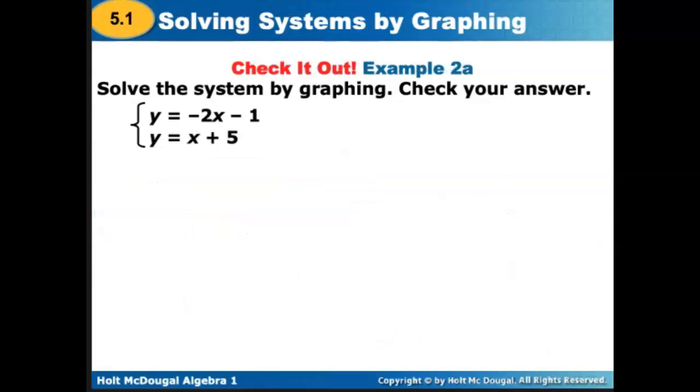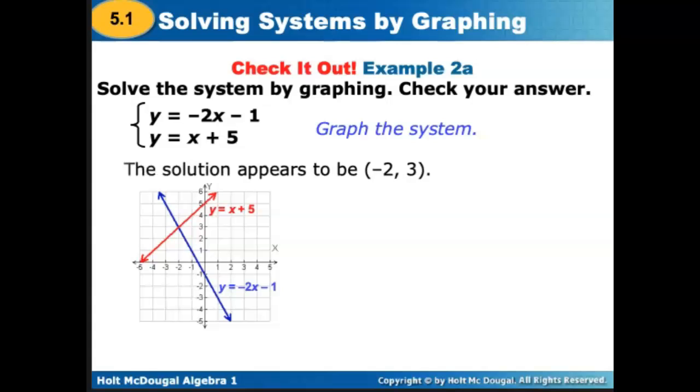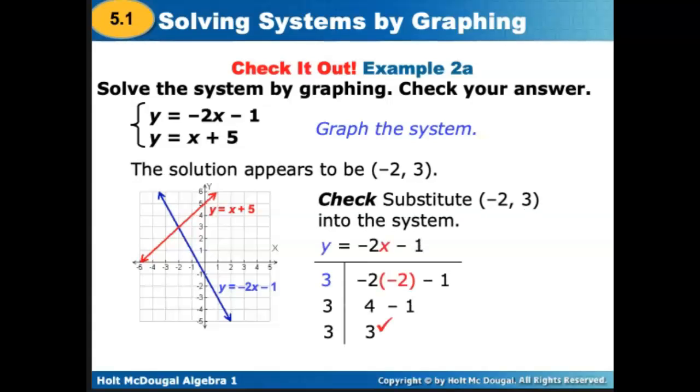So try this one out. Graph it and then just check. It looks like it's -2.3. Substituting it in, it is the correct solution.